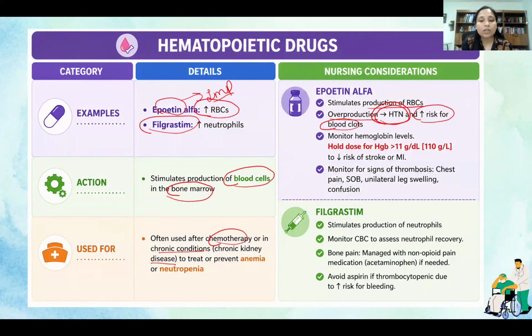Monitor hemoglobin level all the time, and we do check if the patient's hemoglobin is more than 11, then generally we hold epoetin alfa. When someone's hemoglobin is less than 11, then generally we do give this epoetin alfa to the patient. So you have to monitor for thrombosis signs and symptoms like pain, shortness of breath, unilateral leg swelling, confusion. So basically here we are checking the patient for DVT, pulmonary emboli because of increased risk of clot.